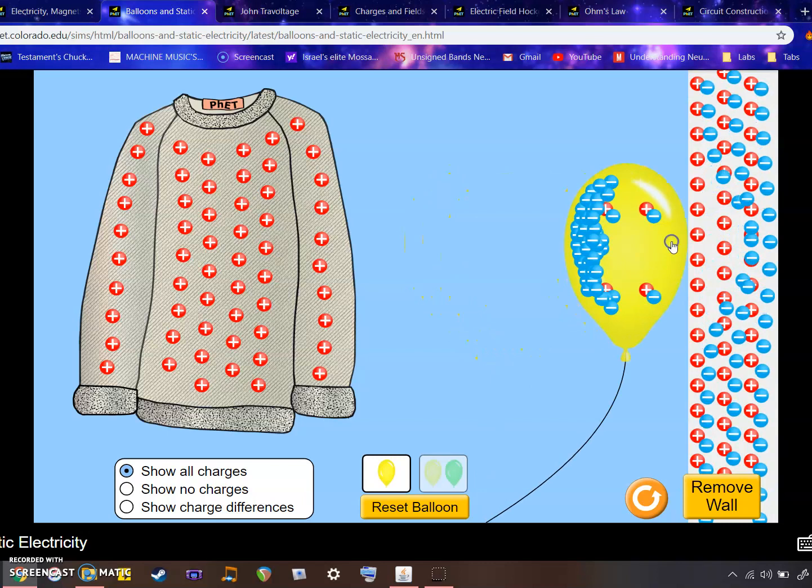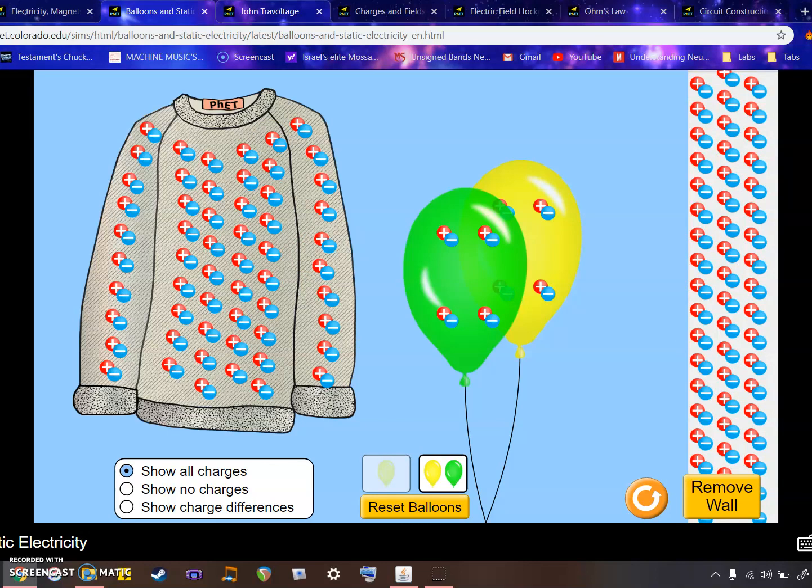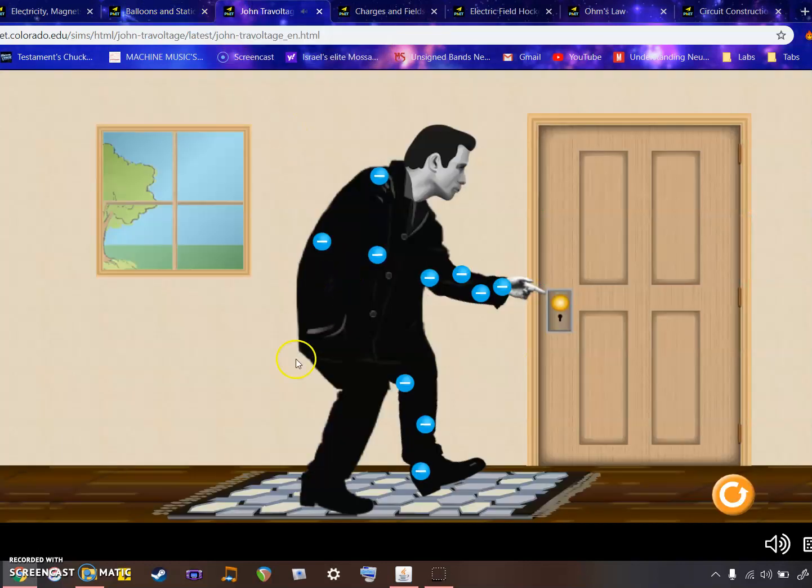But yeah, so you put it near the wall, you let go, and it now sticks, right? That's because it polarizes the wall. It pushes the negative charges as far away from the balloon as possible. And so now we have the negatives in the balloon being attracted to the positives of the wall. All right. Now let's look at John Travoltage.